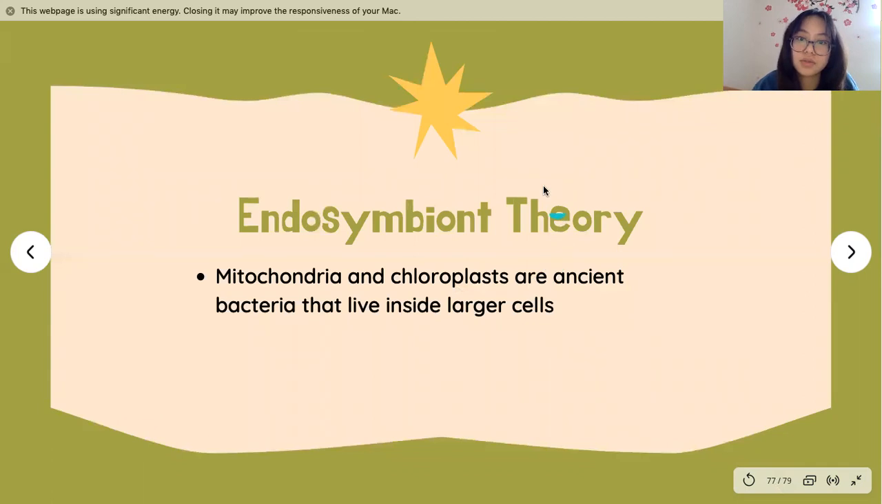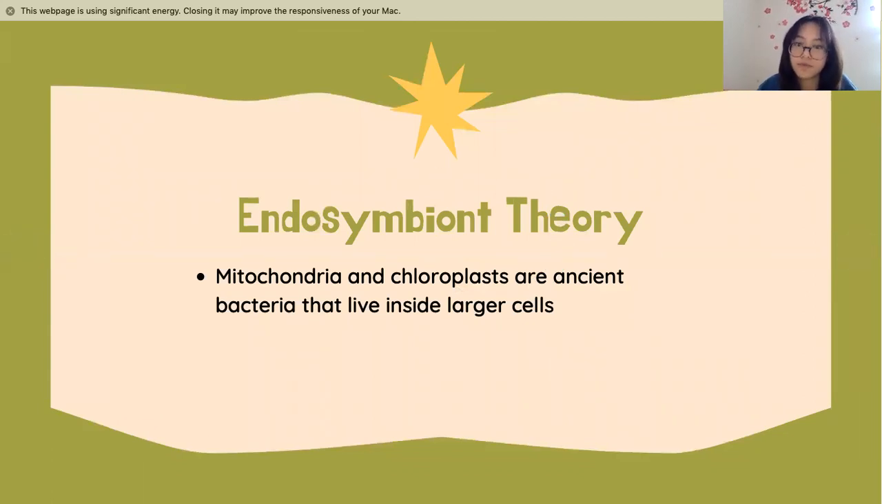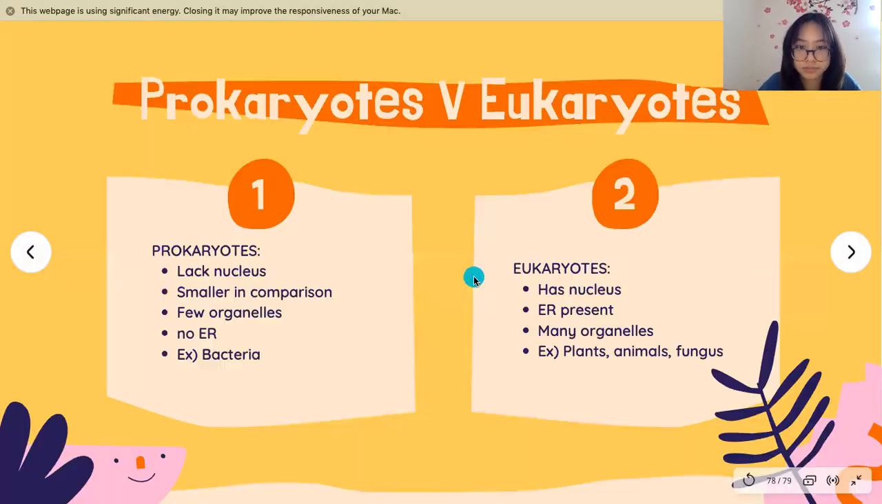So the endosymbiotic theory basically says that mitochondria and chloroplasts are ancient bacteria that lived inside larger cells. This provides support that eukaryotic cells branched off from prokaryotic cells.